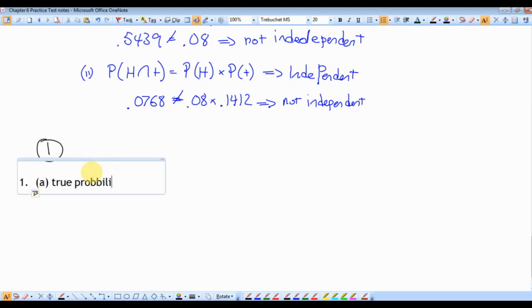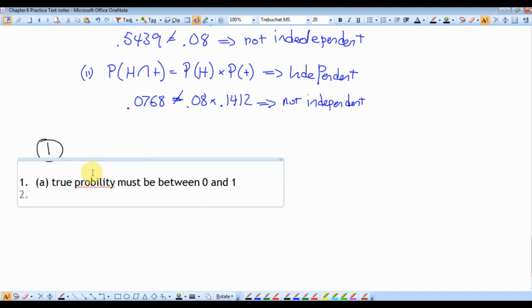Probability must be between 0 and 1. It actually can be 0, it actually can be 1, but as long as you're not greater than 1, as long as you're not negative, it's good. Letter B, the sum of all probabilities of outcomes in a sample space must be exactly 1. This is kind of true.